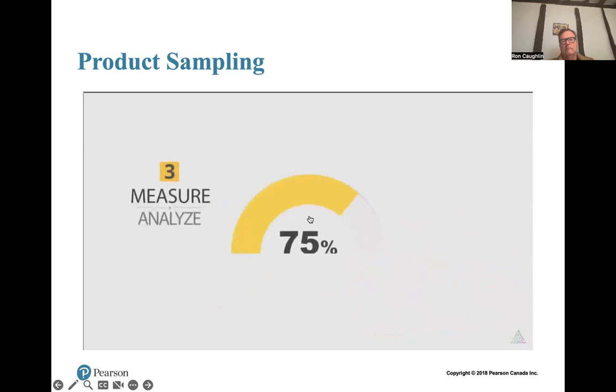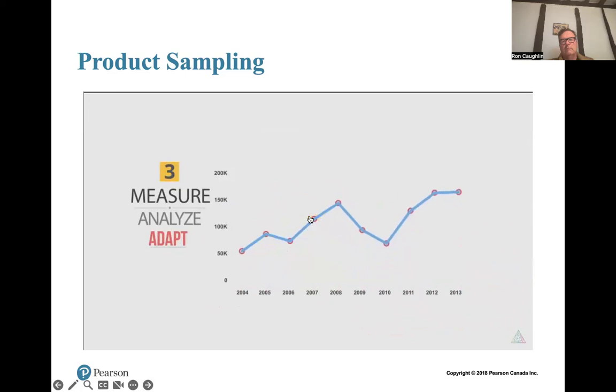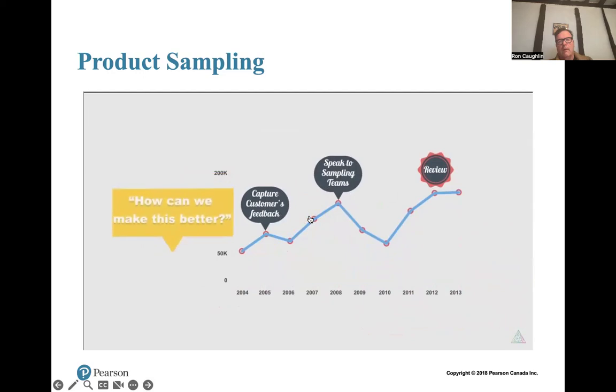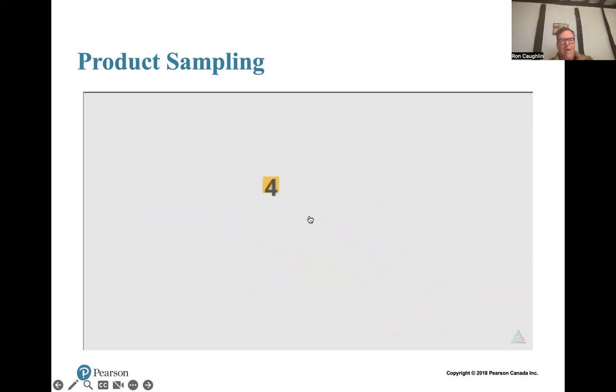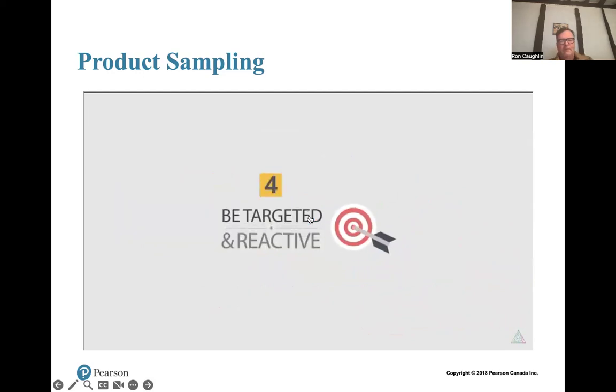3. Measure, analyze, adapt. By implementing this simple approach as part of your campaign, it will put the focus on evolving your campaign for the best results. Look for opportunities to capture customers' feedback, speak to the sampling teams, review the daily and weekly outcomes, and actively look for improvements. Ask yourself on a regular basis, how can we make this better? 4. Be targeted and reactive.